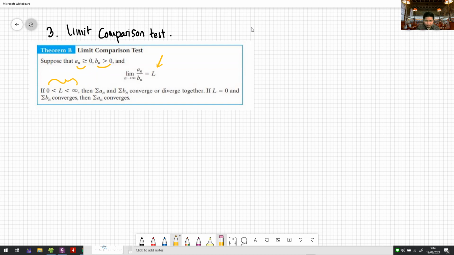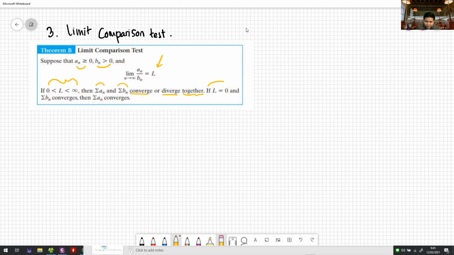Then the series an and the series bn are both convergent. If an converges, bn also converges. Or if an diverges, bn also diverges, divergent together. That's the statement. Both can converge together, or both can diverge together.